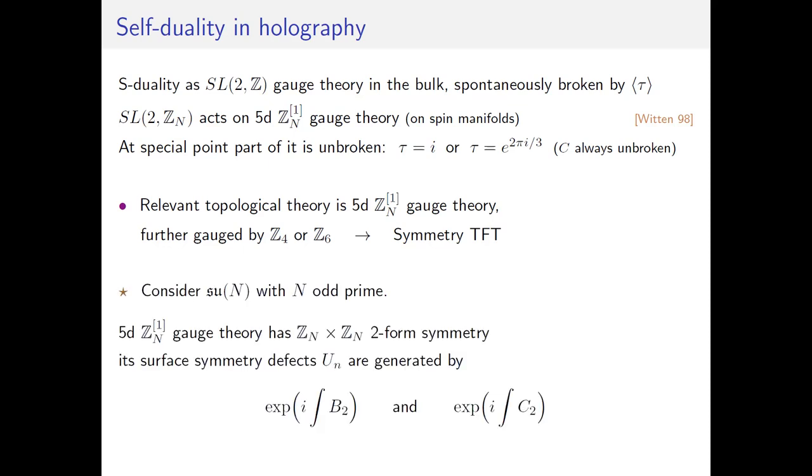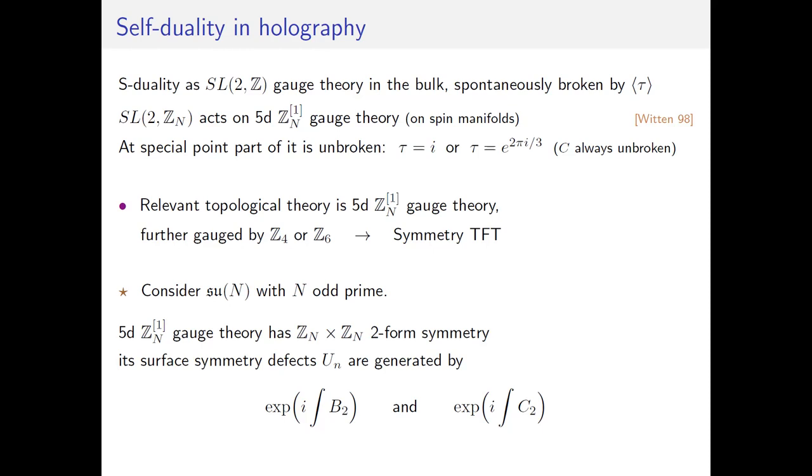So what I would like to consider here is SU(N) with the case that N is an odd prime, and this is the case that we studied in the paper, and it technically simplifies a lot of things. So in particular, what I would like to show is how to obtain the defects that correspond to these S-duality defects at the boundary and how these non-invertible structures appear, the fact that you get these condensates. So let me try to get there.